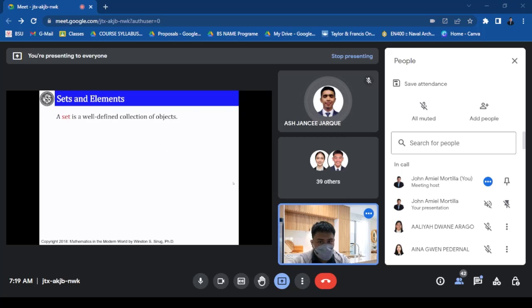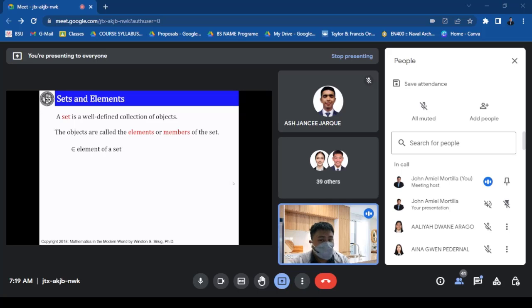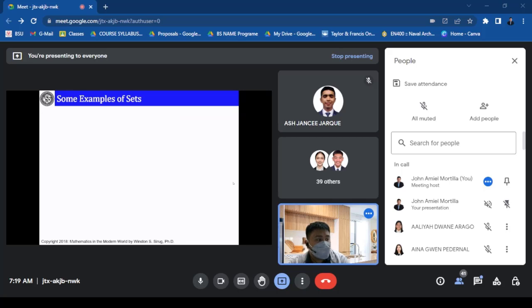So, sets and elements. A set is a well-defined collection of objects. The objects are called the elements or members of the set. So within a set, we have elements or members inside. The symbol for element is the curved E, representing an element of a set. When there is a slash, it is not an element of the set.